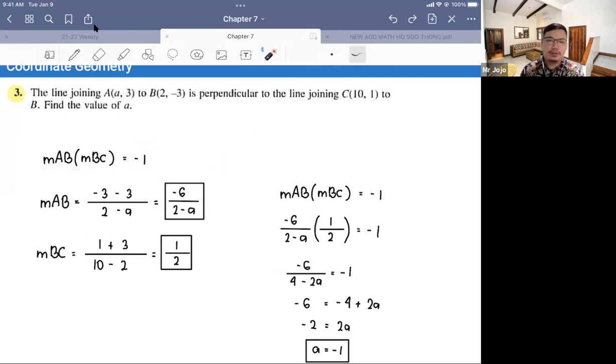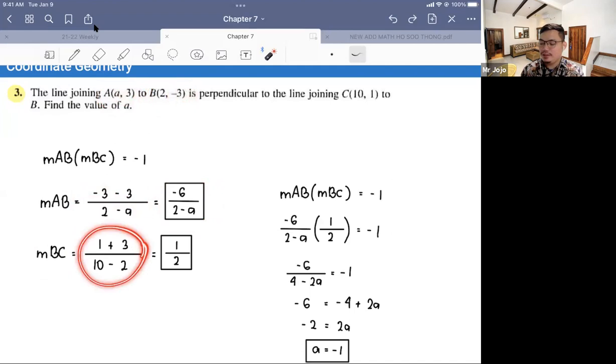So what do you need to do here in order to find the value of a? Using this property, you need to get the gradient of each line, AB and BC. Getting the gradient of line AB, you'll get -6 over 2 minus a. Are you guys following? I did not write the formula for gradients anymore. So how did I get this? This is -3 minus 3, and this one is 2 minus a. Simplifying that, your answer is -6 over 2 minus a. That's for line AB.